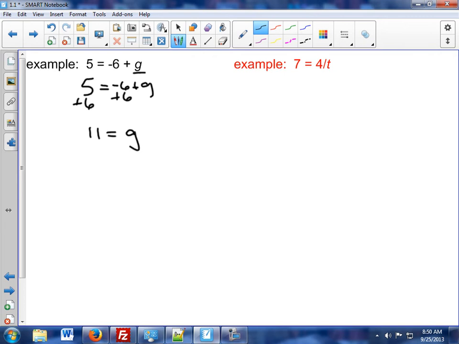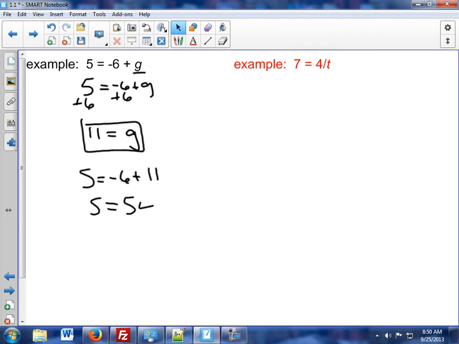Now we can check it. 5 equals negative 6 plus 11. Okay. Now, what is negative 6 plus 11? 5. Okay. Everyone have that one right? Good. This one over here.